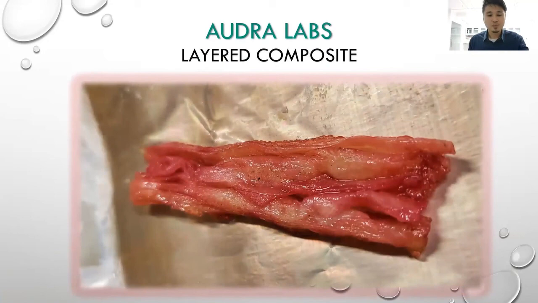And I'm sure some of you may be thinking, but surprise, this here is not real meat, but our composite product with layered solid fats between layers of protein-rich fibers. The red coloring is derived from blackcurrant. This is an example of what Audra Labs can achieve, and we hope to continue to churn out more varieties of realistic meat cuts in the near future.